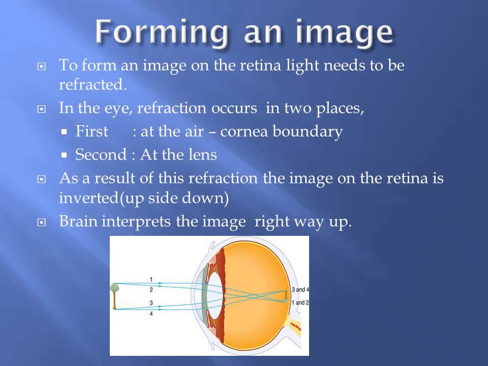As a result of this refraction, the image on the retina is formed. It is upside down, or inverted. But the brain interprets this image the right way up.